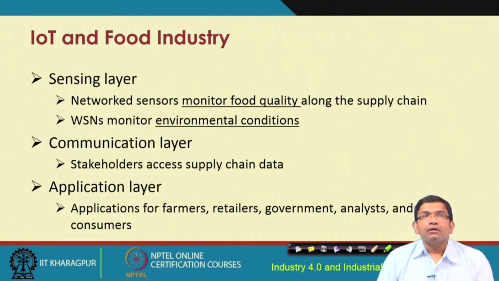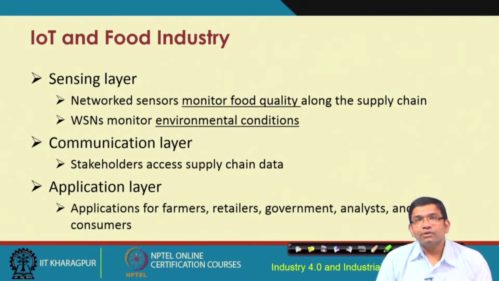The communication layer talks about stakeholder access, supply chain data, and the communication between the different stakeholders and between the different components of the supply chain, collecting data from the sensors through the communication network. All of these things are required. And finally, at the application layer, we need applications for farmers, retailers, government analysts, consumers, and insurance companies, which I have not written over here, but is very important.